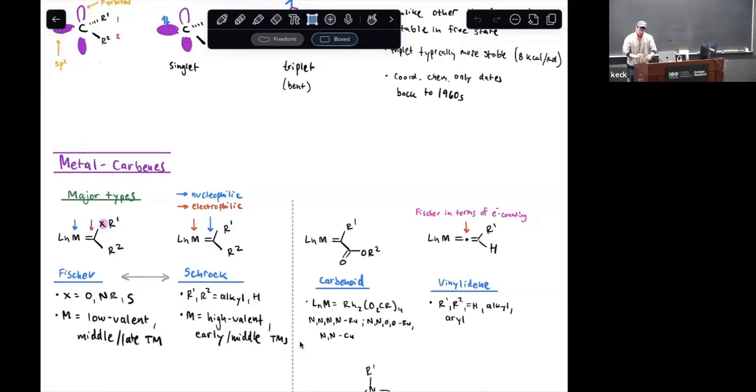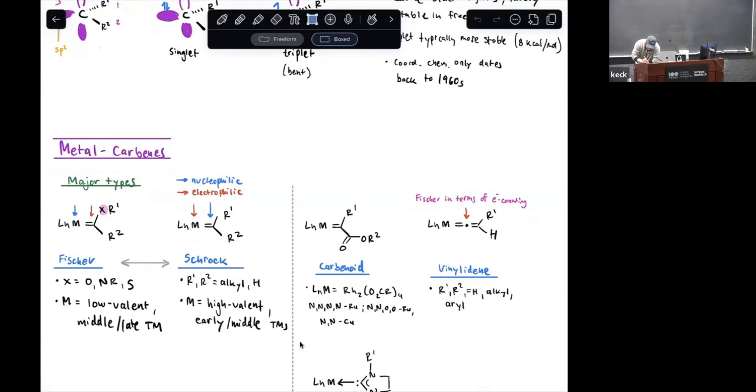So there's a couple different layers to this. The first has to do with categorization and then electron counting. So from the perspective of the electron counting and broad strokes categorization, there are 2 types: Fischer type, Schrock type. Fischer type shown on the left, Schrock type shown on the right. Fischer type, typically, these are late transition metals getting into the middle of the periodic table, typically in low oxidation state, and often a diagnostic feature of the Fischer type carbene is that you have a heteroatom bonded to the carbene carbon.